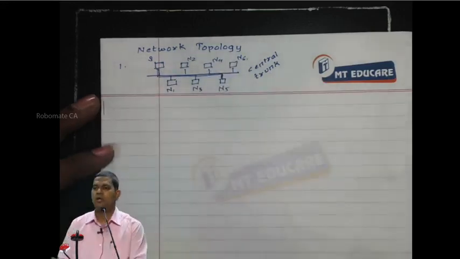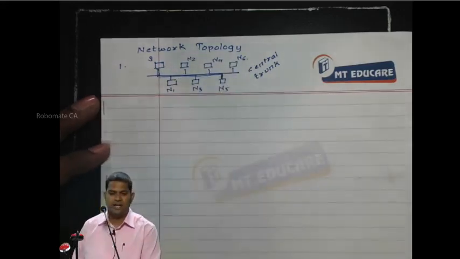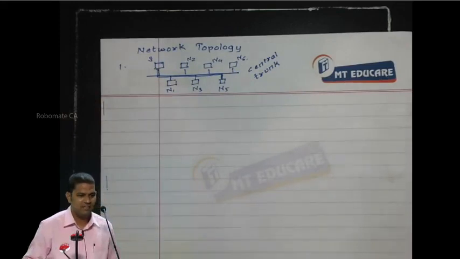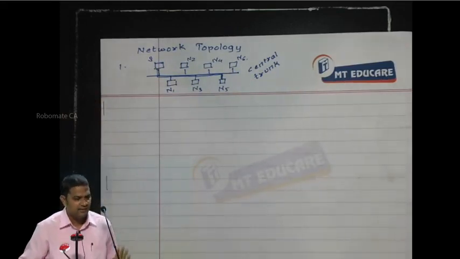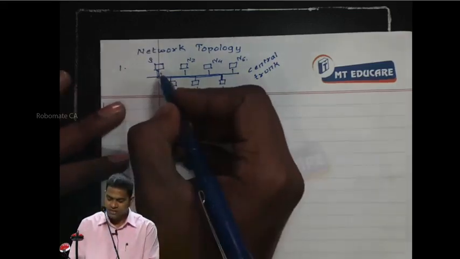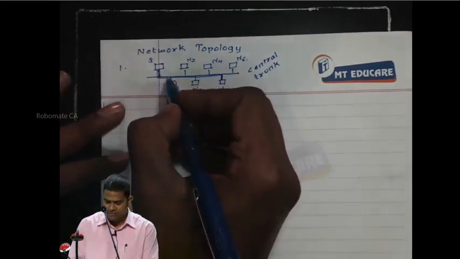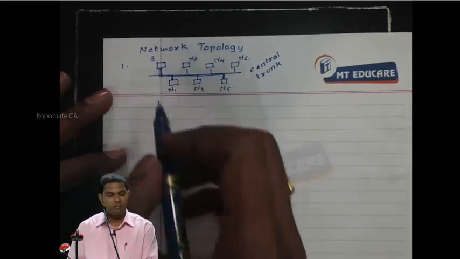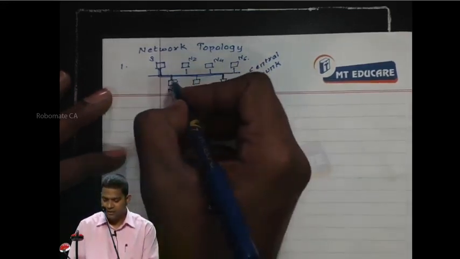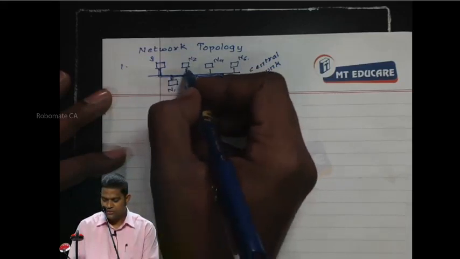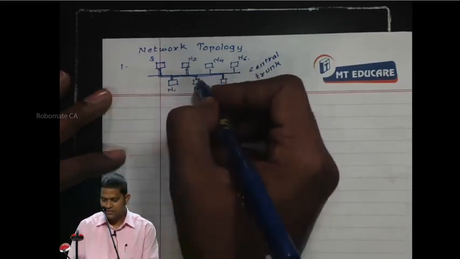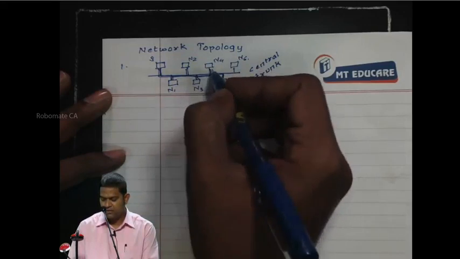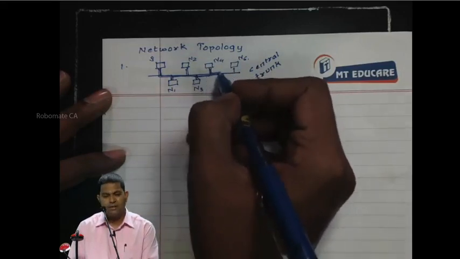Now suppose this data is not available with the server. Anyways, it is named as server, but it is not necessary that all the data should reside centrally in the server. So the server is searching for information. It goes to N1 and tries to find the information. Suppose it is not finding it. It goes to N2, not finding. Goes to N3, doesn't find it. Goes to N4, will not find it. It will go to N5.